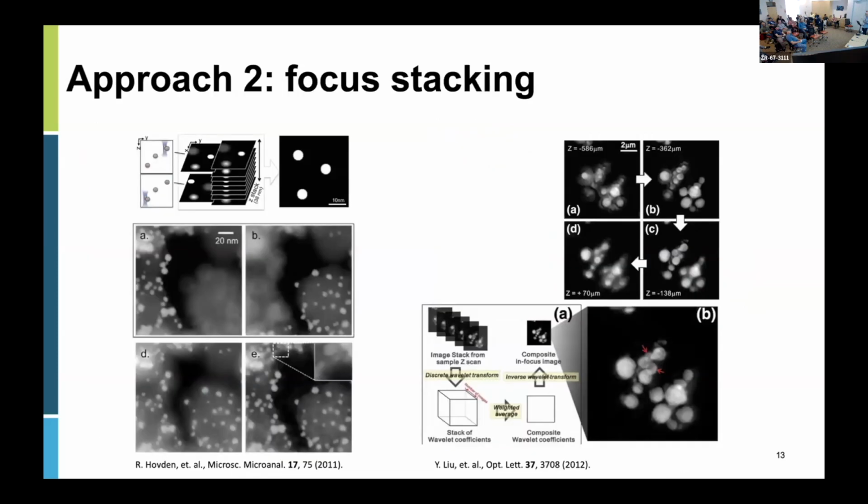The second approach we tried is focus stacking. This method has also been explored in both electron and X-ray microscopy communities. The basic idea of this method is we take a series of pictures while translating the sample along the beam direction, and the features at different depths will show sharply at different frames. Then we need to find a way to extract those in-focus features from different frames and stack them together so we can create an image with extended depth of field.